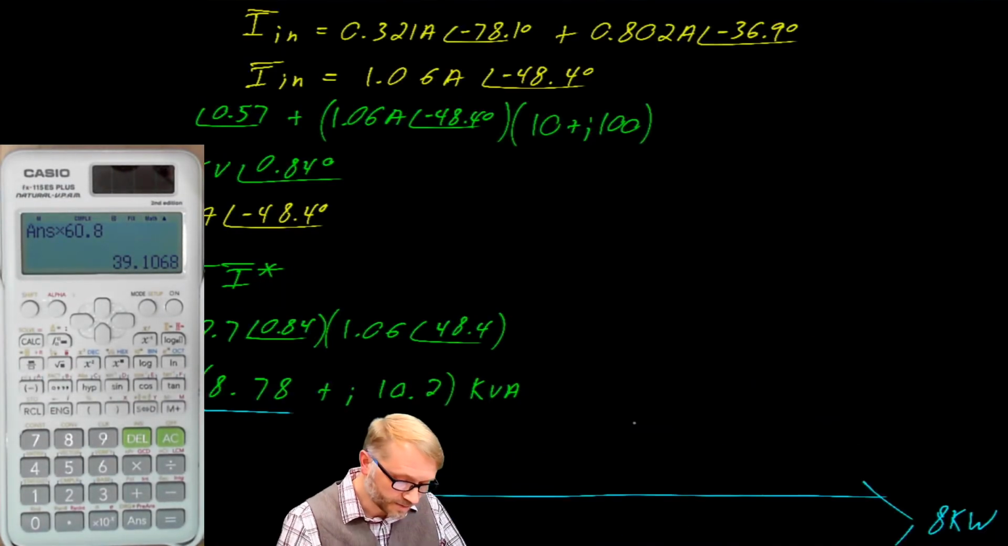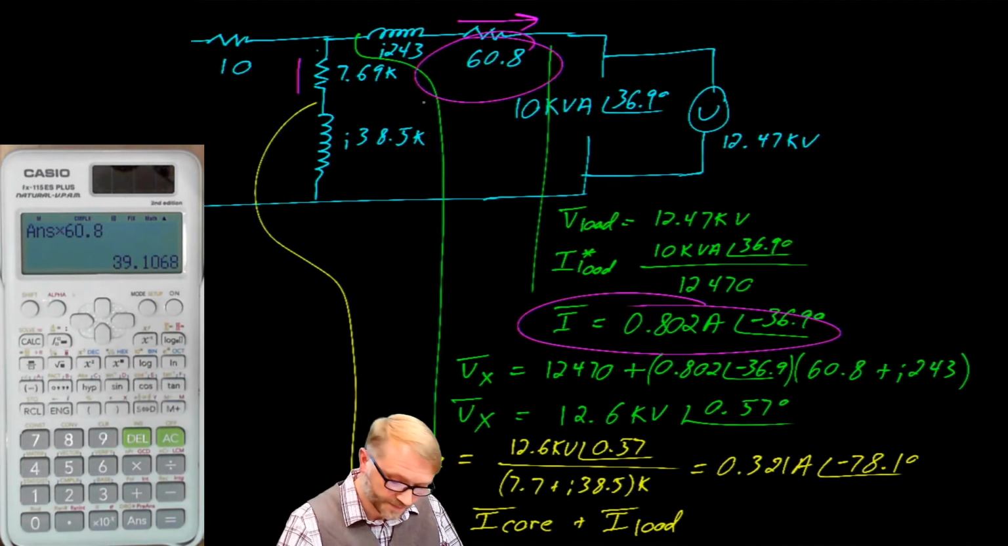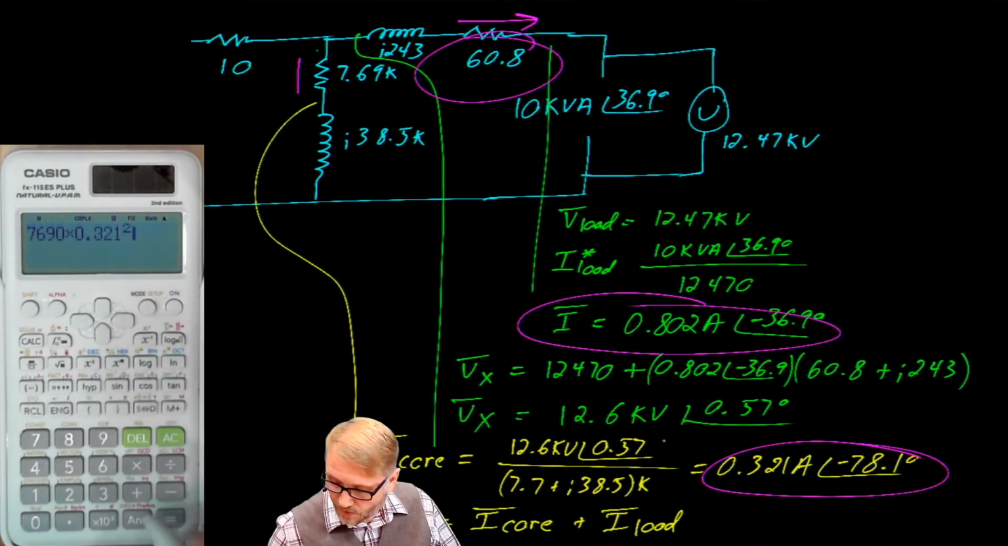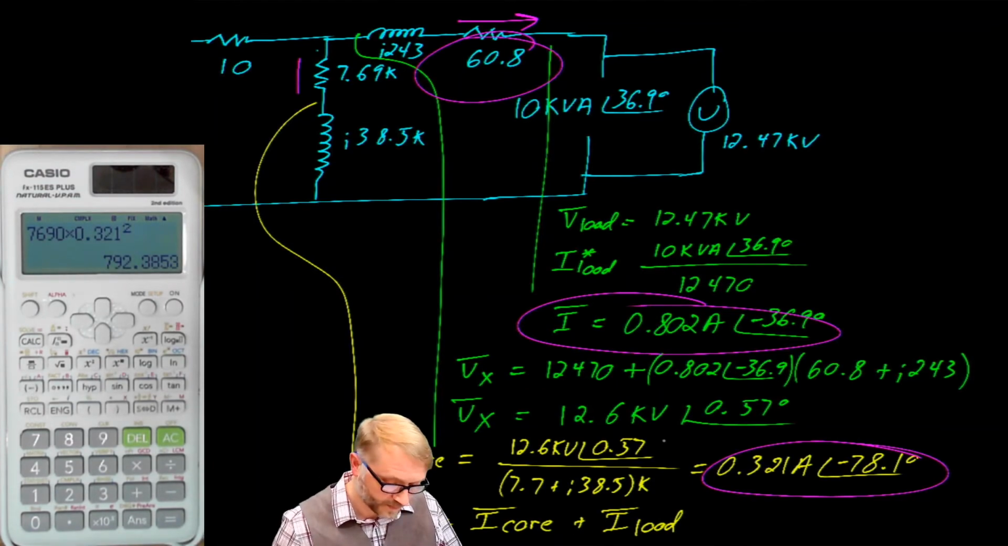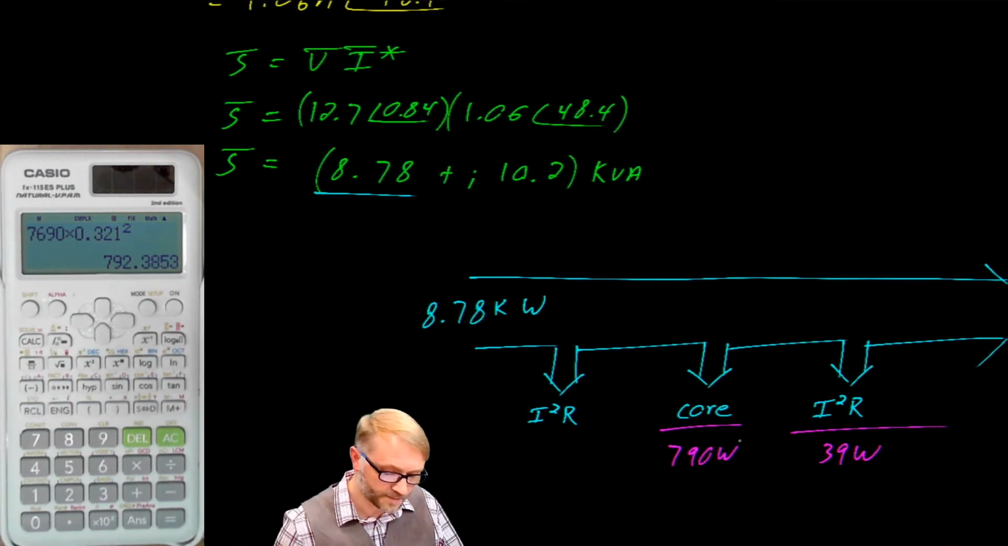The core, let's see if we can find that. We have a 7.7k resistor, and somewhere, there it is, there's the current flowing through that resistor. We enter that as 7690 multiplied by 0.802321 squared. Come down here. That's 790 watts lost to the core.